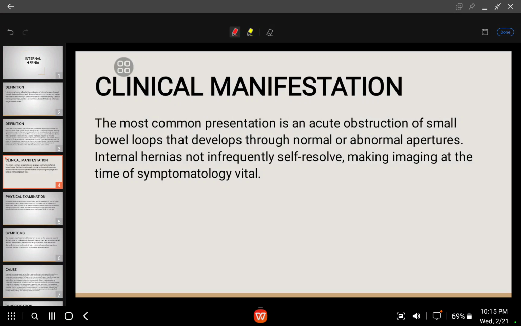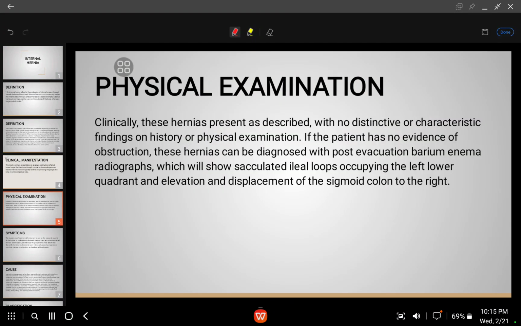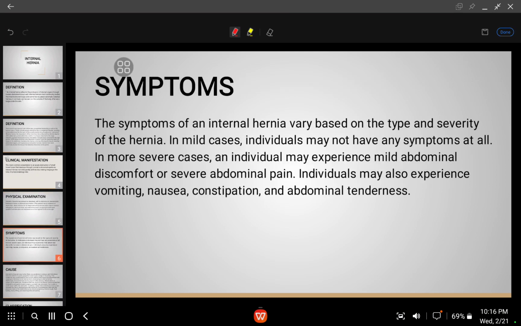abnormal apertures. So internal hernias not infrequently self-resolve, making imaging at the time of the symptoms vital. Clinically, these hernias present with no distinctive or characteristic findings on history or physical examination. If the patient has no evidence of obstruction, these hernias can be diagnosed with a post-evacuation barium enema. Radiographs will show circumscribed ileal loops occupying the left lower quadrant and elevation and displacement of the sigmoid colon to the right. Symptoms of internal hernia vary based on the type and severity of the hernia.